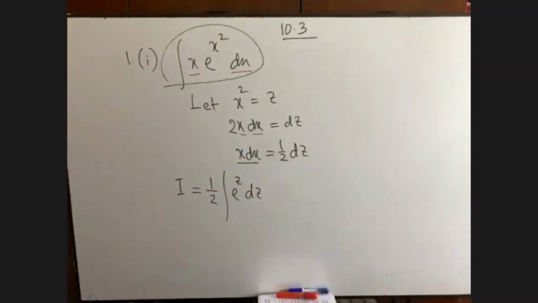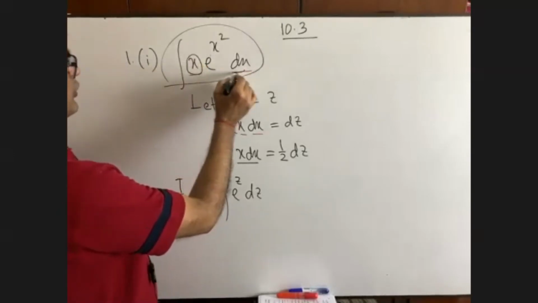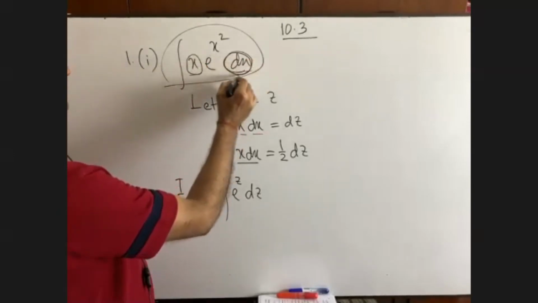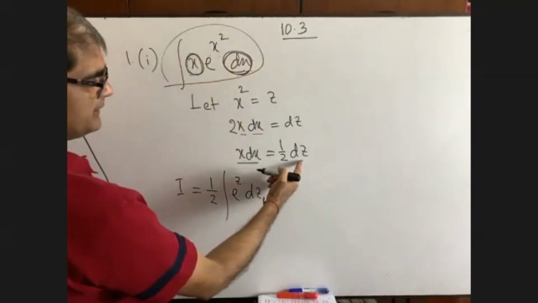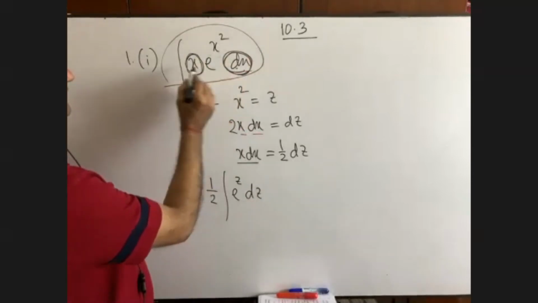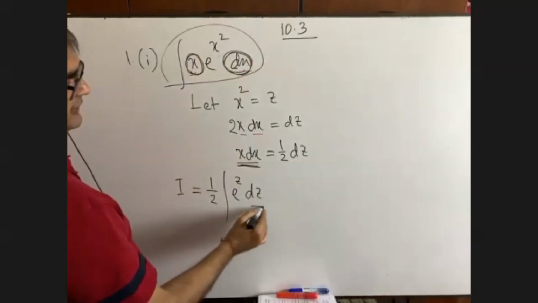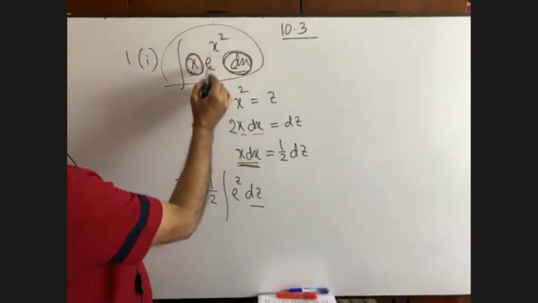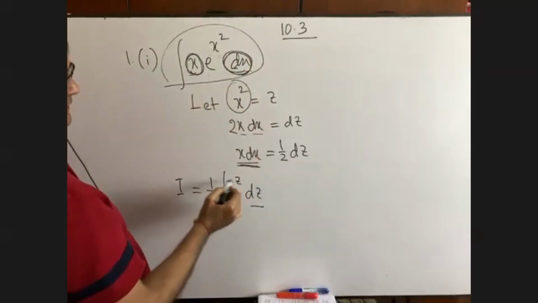Perhaps you don't. Very good. What is the value of x dx? Talk to me. x dx, what is the value? x dx is half dz. This is half and this is dz. So what is left here? e to the power x square. So what is the value of x square? It is z. So e to the power z.